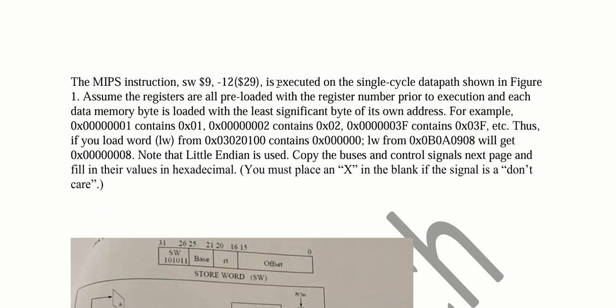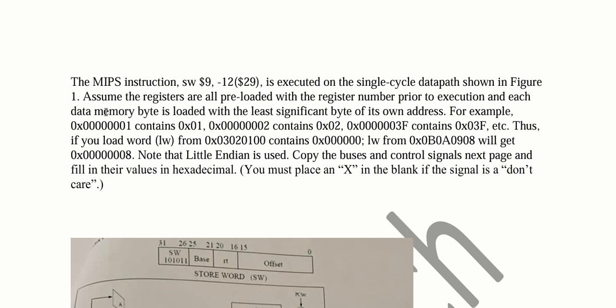Assume all the registers are preloaded with the register number prior to the execution. Okay, this means that all the registers initially have their register number stored in them. So register 1 will have 1 stored in it, register 2 will have 2 stored in it, right? So it means that register 29 now has 29 stored in it.